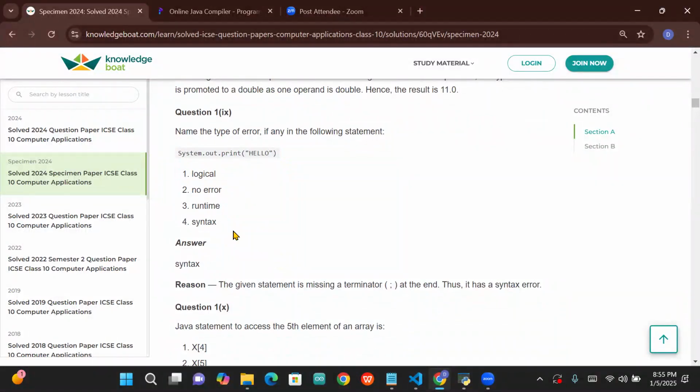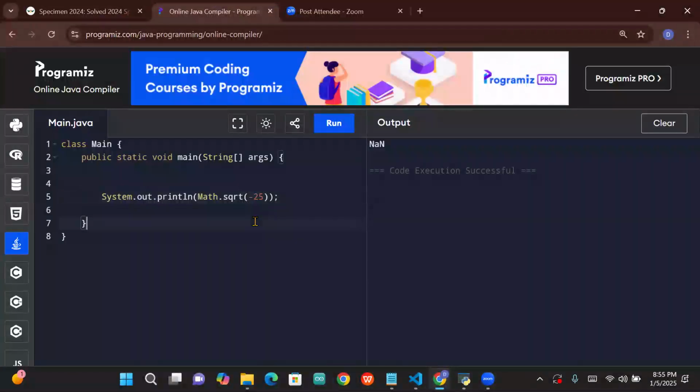Now the question was that, excuse me, sir. Yes, tell me. Sir, what is the output when we take the cube root of a negative number? Cube root of a negative number is defined, right?